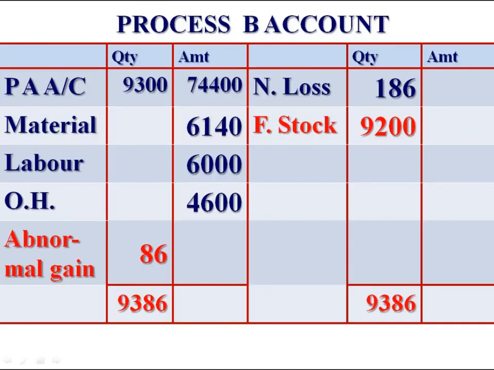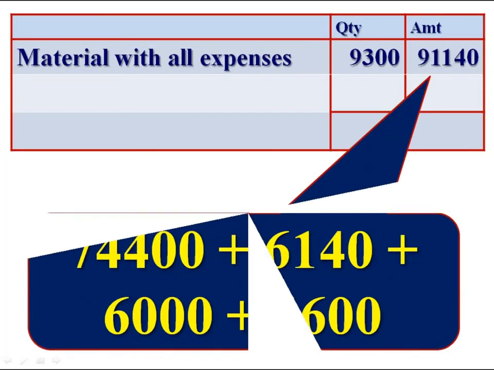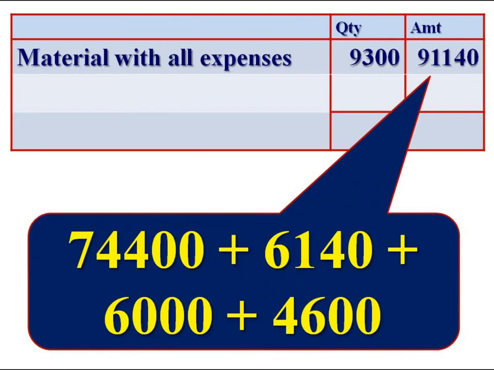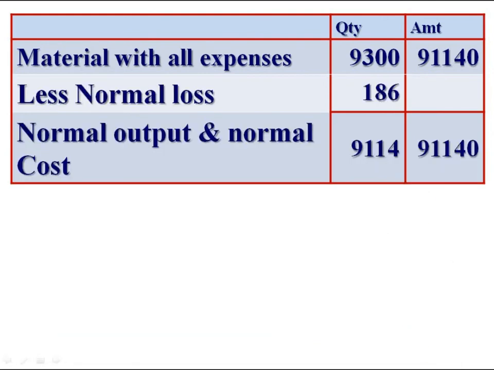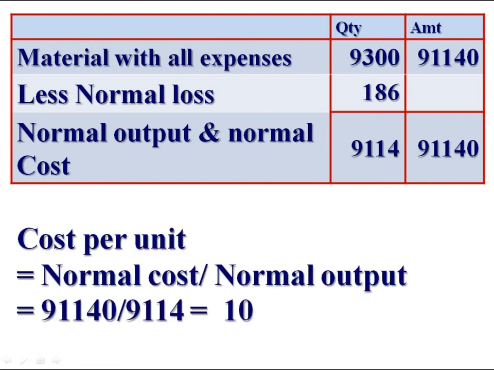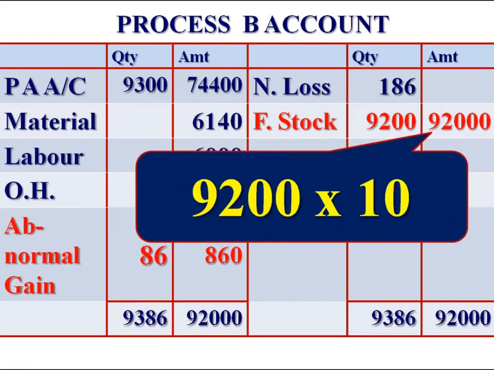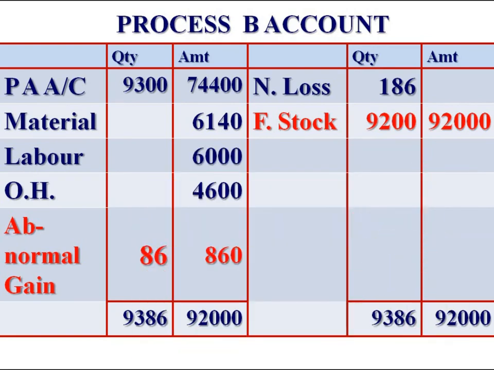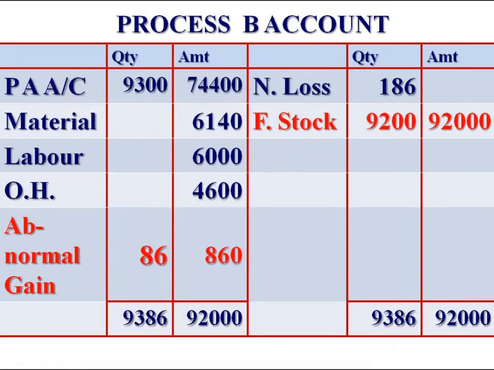Workings. Material with all expenses. See, in the debit side, quantity 9,300. The total of debit side 74,400 plus 6,140 plus 6,000 plus 4,600, we get 91,140. Less normal loss 186. We get normal output and normal cost. Find cost per unit. It is 10. Multiply the finished stock 9,200 into 10. We get 92,000. Abnormal gain 86 into 10. We get 860. It is the process B account.